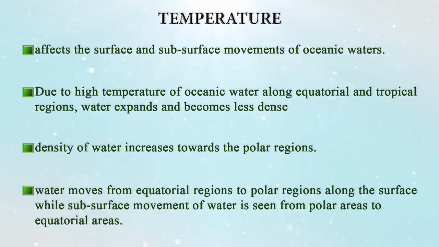So, you see there are many currents which move from the equatorial regions to the polar regions. I will explain the surface distribution of ocean currents of different oceans with the help of a figure later in this video program itself.